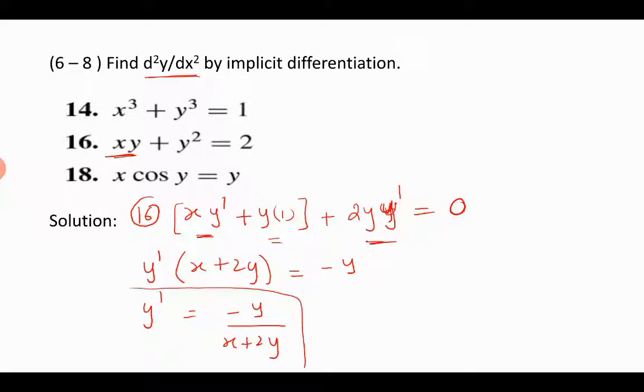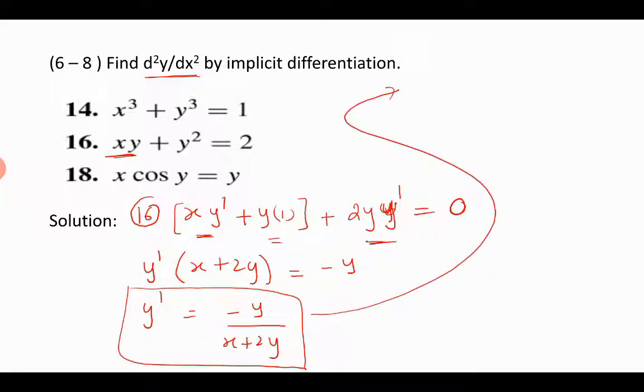Okay. Second derivative, as usual, use the quotient rule. We are going to do the second derivative here. Y double prime, which is by quotient rule. We should remember the quotient rule. U over v whole prime is v u prime minus u v prime divided by v square.